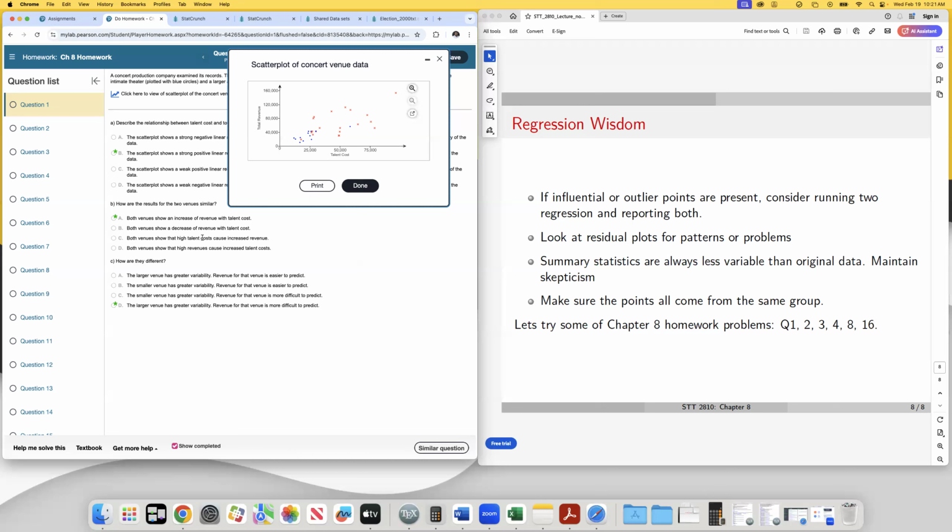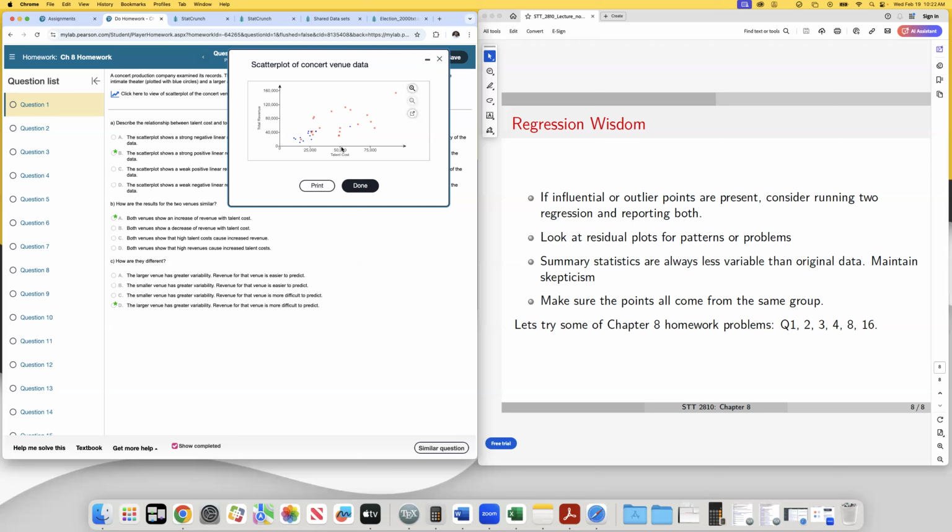We've also been told that relationship does not mean causation. So these ones are out. Does that make sense? And then the other question is how are they different? Now, what do they mean by that? For me, I'll look at this. Okay, they are talking about variability. When you look at the blue ones, the blue ones are more enclosed than the red ones. The more enclosed means there is a lower variability.